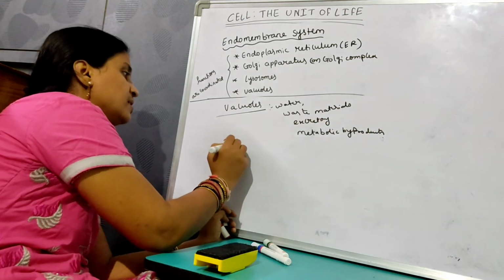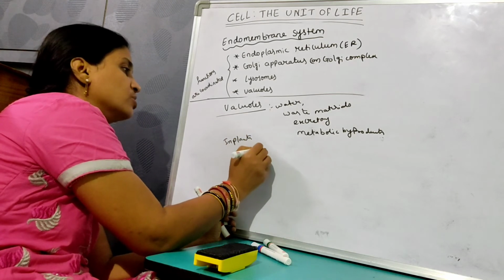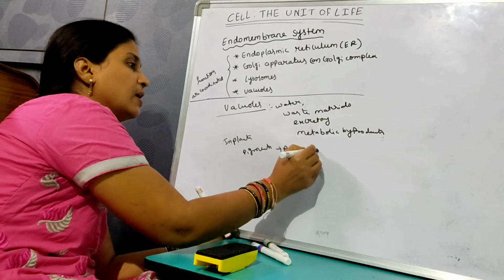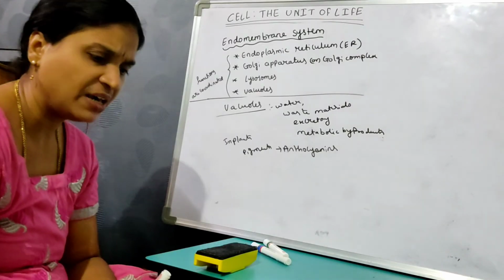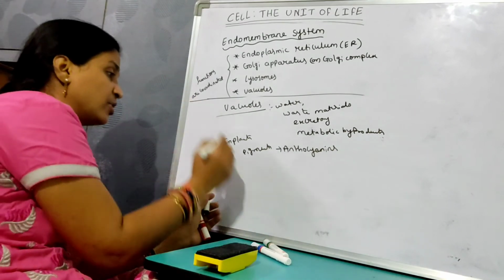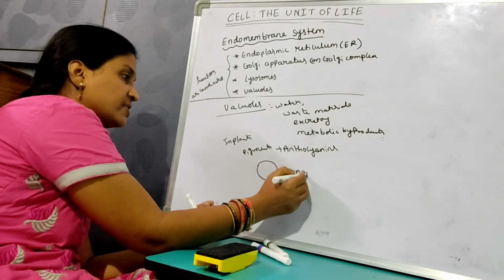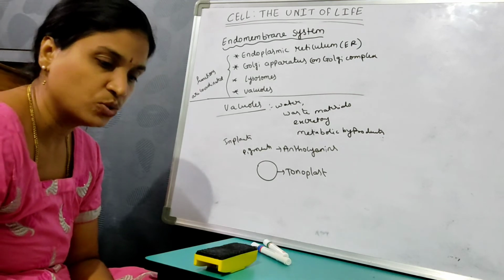In some plants, pigments are also present in the vacuoles. Those pigments are called anthocyanins. They impart color to the plant part. The vacuole has a single membrane, which is called the tonoplast. This is a neat question; once it was asked. The vacuole with a single membrane is called tonoplast.